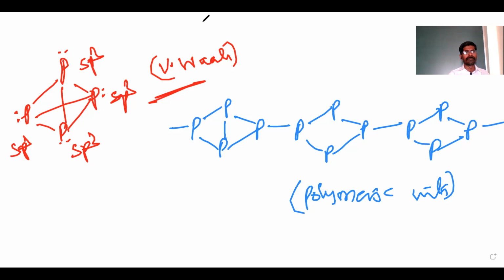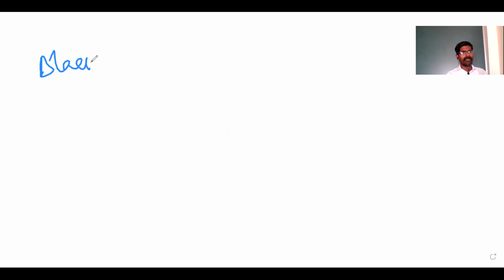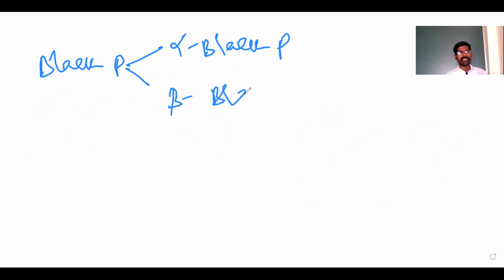The next one is black phosphorus. Black phosphorus has two types. That means black phosphorus has two allotropic forms. One is alpha black phosphorus, and the second one is beta black phosphorus.